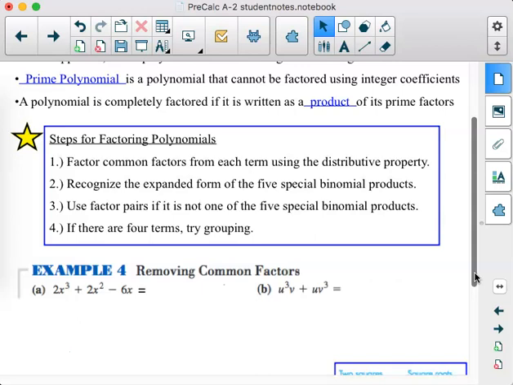That would be what you've heard before called factoring out the greatest common factor. So we look at it and see, is there something we could take out of all of this? That's a must. It's going to make the problem much easier.